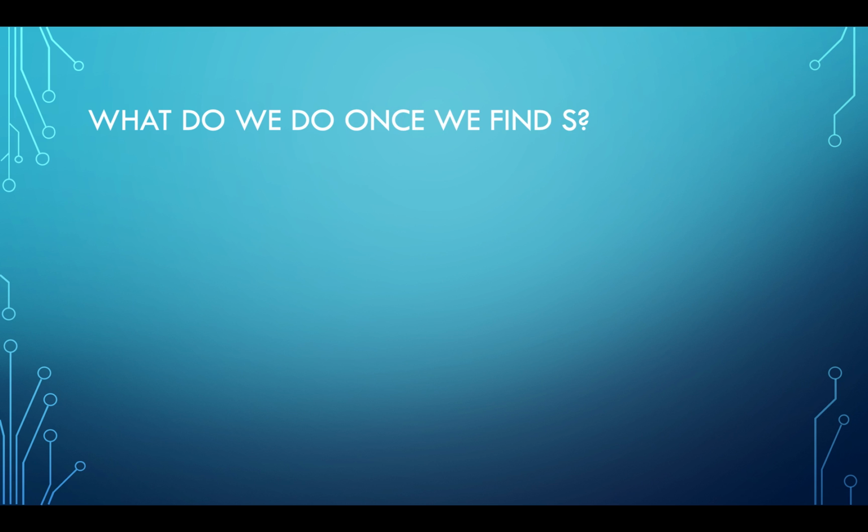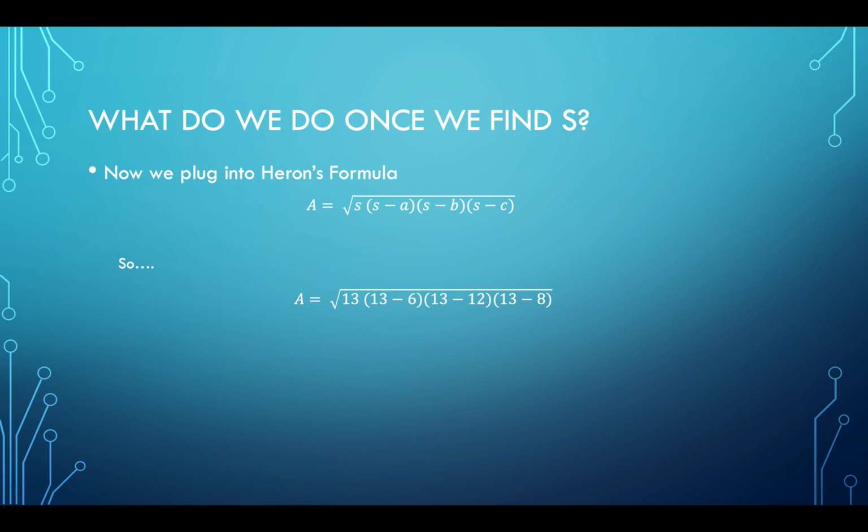What do we do once we find our S? Now we're going to plug it into the actual area of a triangle, which is, for this particular triangle, when we have 3 sides, we're going to use Heron's formula. Once again, Heron's formula is area is equal to the square root of S times S minus A times S minus B times S minus C. So once again, our S was 13, our A was 6, our B was 12, and our C was 8. So basically, plug all of that given information in there, and this is what we're going to get.